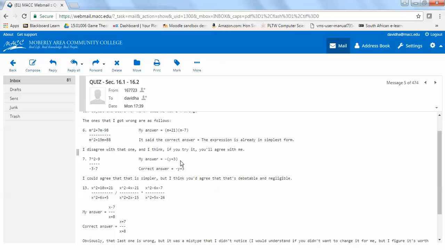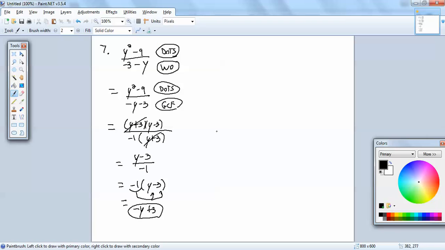Now in yours, you got negative y plus 3. And if you were to simplify it, you take that negative and carry it through. Negative y minus 3. So you had your signs wrong. Let me erase that.